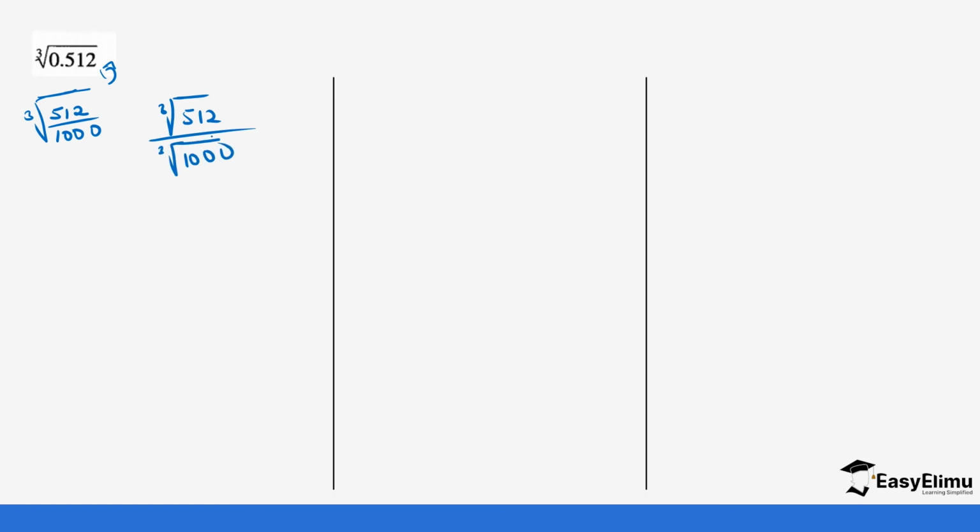So we get all the factors of 512. You start with the lowest factor, which is 2, to get 256. And then if you divide by 2, you get 128. If you divide by 2, you get 64. If you divide by 2, you get 32. If you divide by 2, you get 16. If you divide by 2, you get 8. If you divide by 2 further, you get 4. If you divide by 2, you get 2. So the factor is 2 times 2 times 2 times 2 times 2 times 2 times 2 times 2 times 2. So this is the same as, let's count the number of 2s we have. 1, 2, 3, 4, 5, 6, 7, 8, 9. So this is the same as 2 power 9.